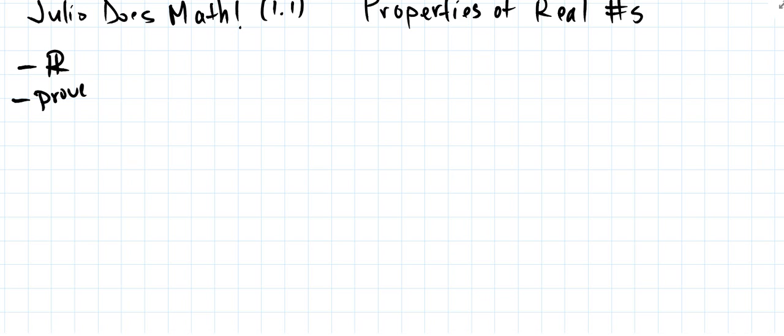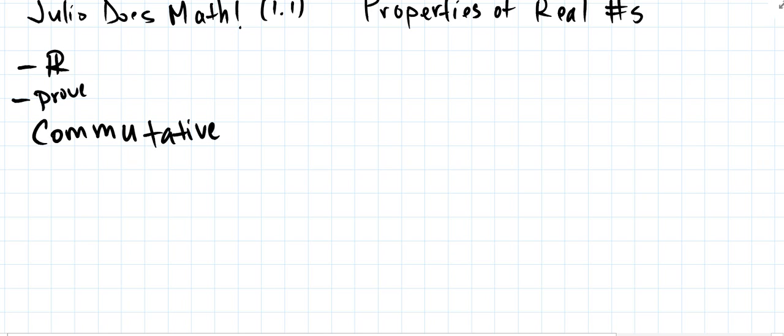You have three very basic properties of real numbers. The first one is your commutative property. Then you have your associative, and then you have your distributive property.